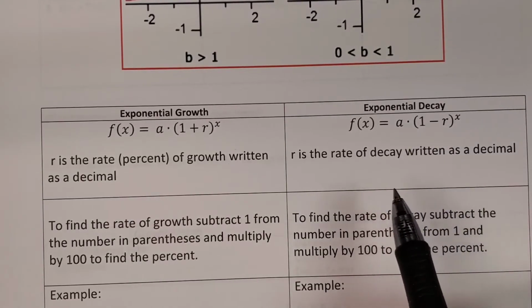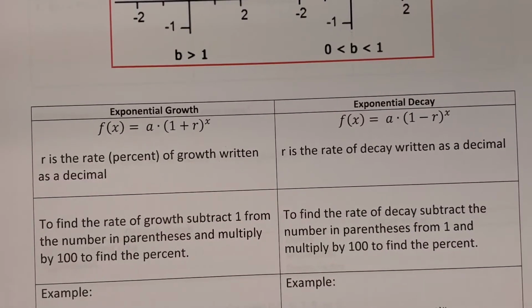So that R is pretty important when we talk about word problems, because R stands for our rate, the rate that something is growing or the rate that something is decaying. So we need to understand how to find that R when there's a number there, because it's not going to say 1 plus. There's going to be a number there, and we have to extract the R from it. That's one of your goals today.